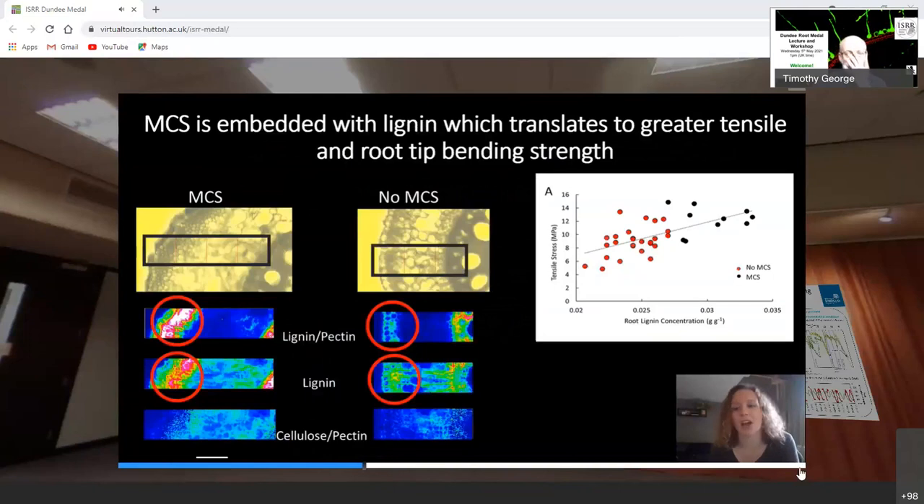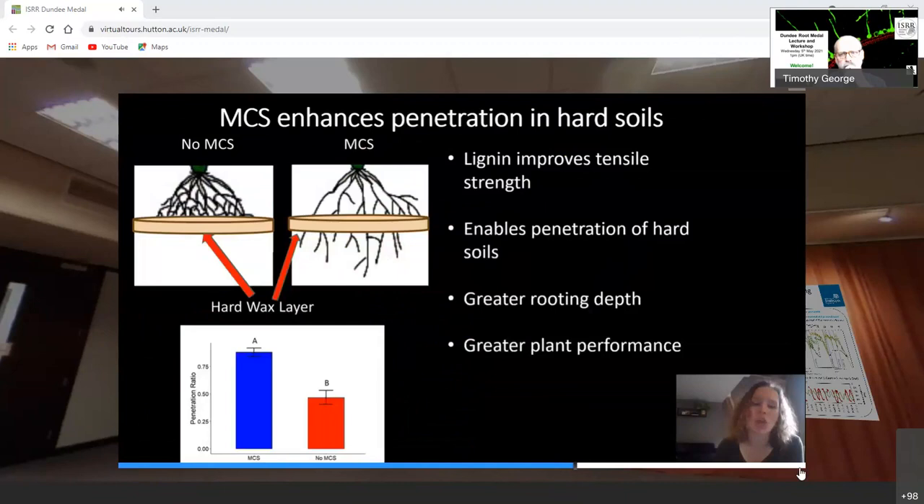We did FTIR studies showing, as you can see in the heat map, the warm colors like red and pink show where the concentrations are highest, and the cool colors like blue show areas of low concentration. As you can see, lines with MCS have greater concentrations of lignin in the outer cortex. We then performed experiments using an Instron, demonstrating that the MCS phenotype, and therefore greater lignin content, translates into greater tensile strength of the cortex and greater root tip bending force. We then wanted to test if this greater tensile strength of the root translated into increased penetration of hard soil. We then performed experiments in the field, greenhouse, and growth chamber, and demonstrated that MCS enhanced penetration in hard soils.